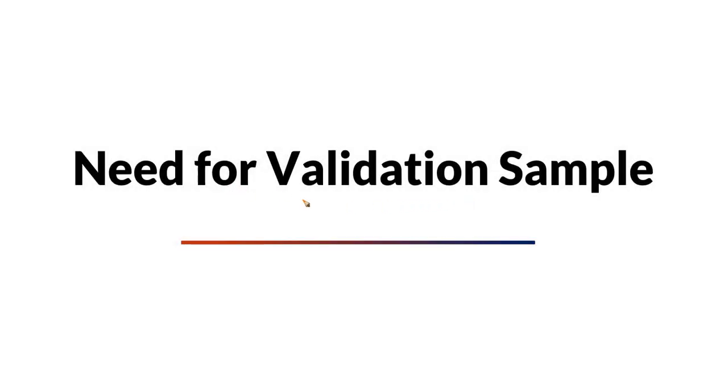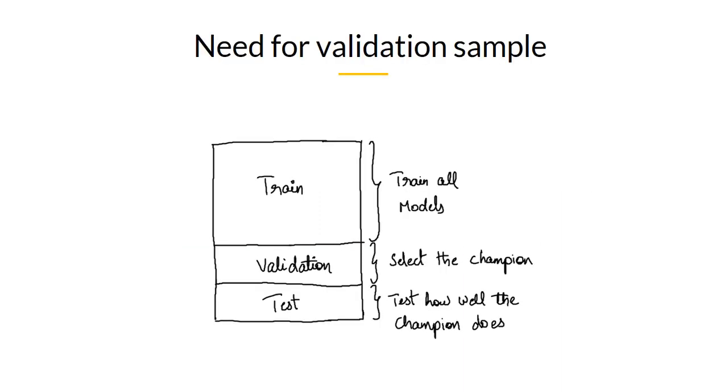Let's now understand the need for a validation sample. Typically, your original data, you are going to be splitting it into training, validation, and test. Let's understand the need for having a validation sample. Now, let's suppose we already split the raw data into training, validation, and test. Let this be 60%, 20%, 20%.